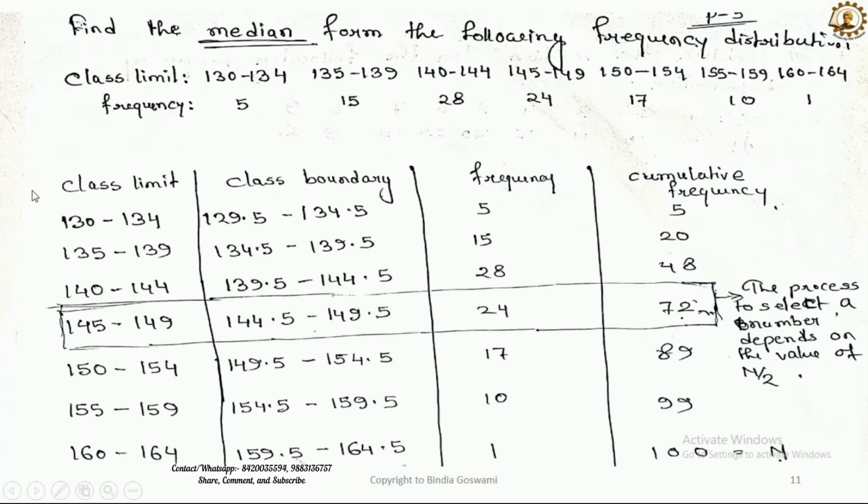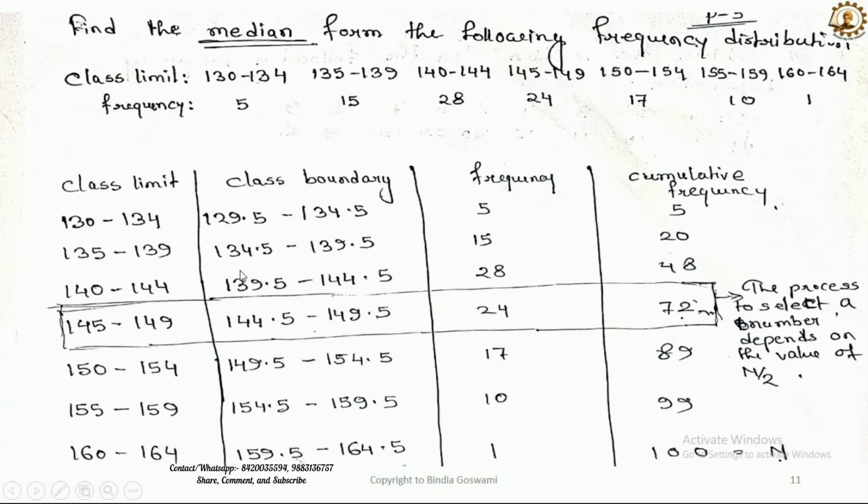Okay, so this is class limit. And why do we take class boundary? Because here 130 to 134 and the next is 135 to 139. There is a difference between them, so we eliminate this difference. That's why we consider class boundary, that means 129.5 and 134.5.